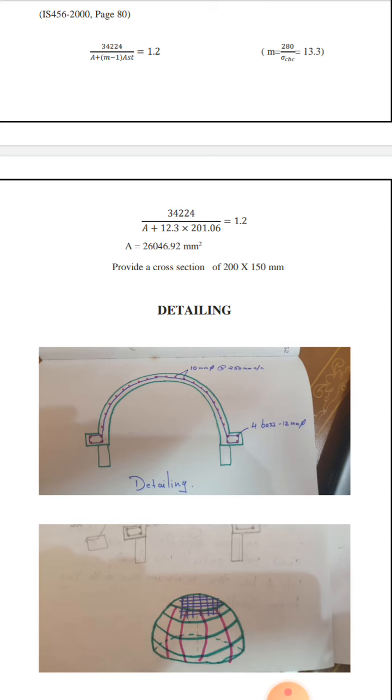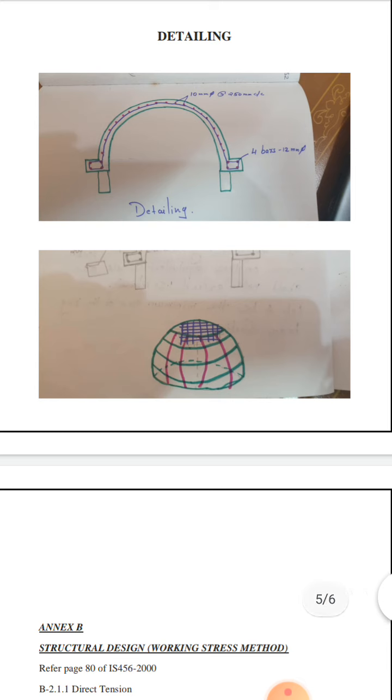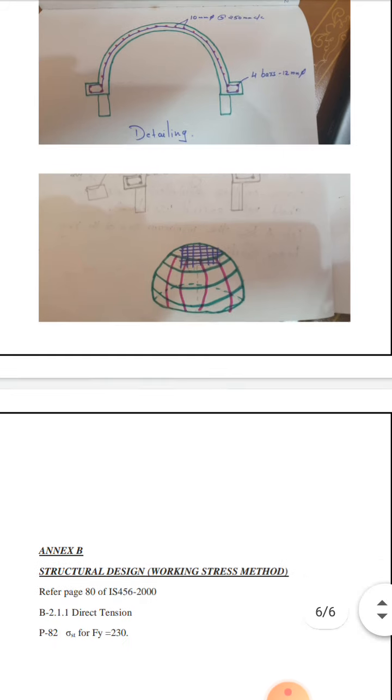There is a small mistake in the ring beam detail: 4 bars of 8 mm diameter are to be provided. In the second picture you can see that the Ast are provided in the latitude and longitudinal direction, but they are cut at the apex, and a wire mesh is provided in the apex portion. So the design of the conical dome and the design of the spherical dome are almost the same. The only differences are in the meridional thrust and hoop stress formulas and the geometrical calculations. That's all. Thank you.